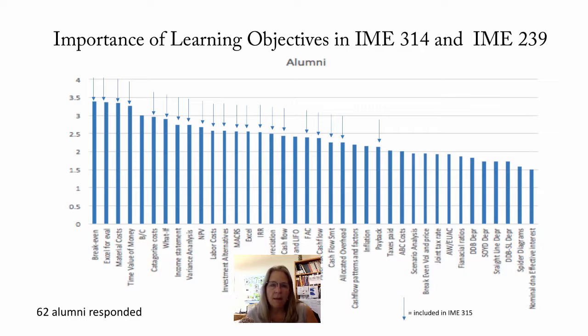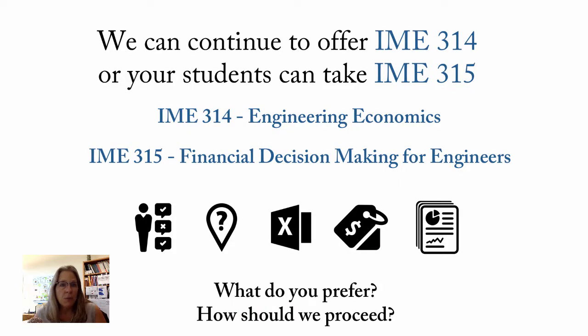Now, I know you can't really read all of this, but I'm just trying to show you that we felt like we did a thorough analysis. So the question is, we'll continue offering 314, Engineering Economy, or your students can take 315, Financial Decision Making for Engineers. The purpose of this video is to explain it to you and then to ask you to respond and say, in your department, which would you prefer?